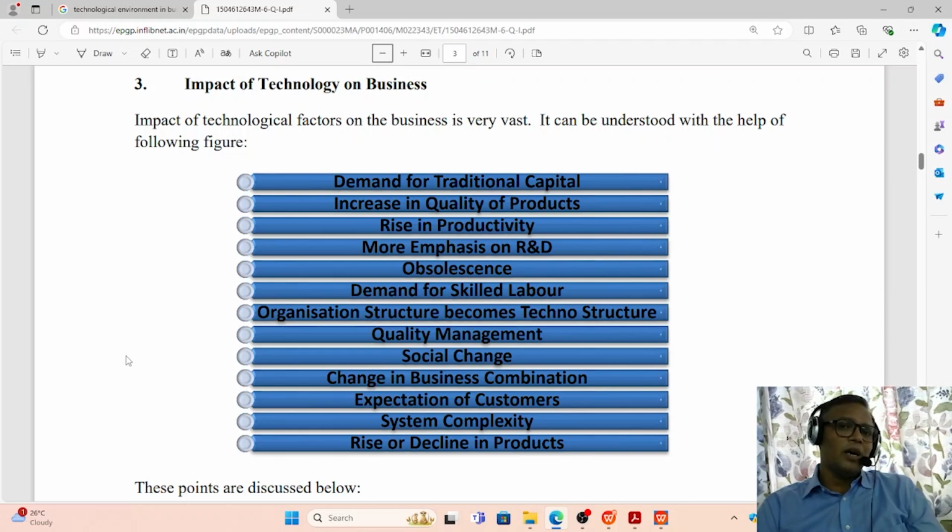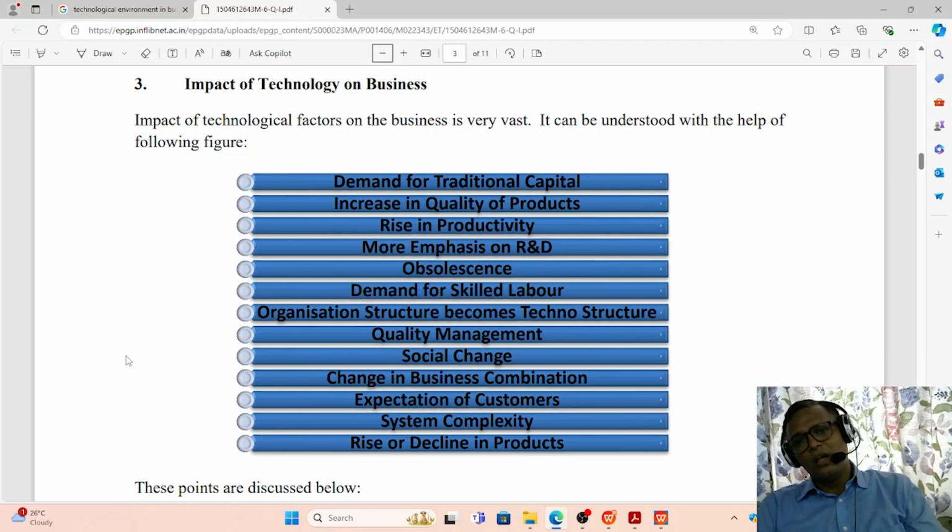First is the demand of traditional capital. In fact, we will be discussing each point in detail. Second is the increase in the quality of the product. The focus of technology also helps in the rise in productivity. Technology gives more emphasis on R&D, and technology also helps us find out the obsolescence of things in the society or the environment.